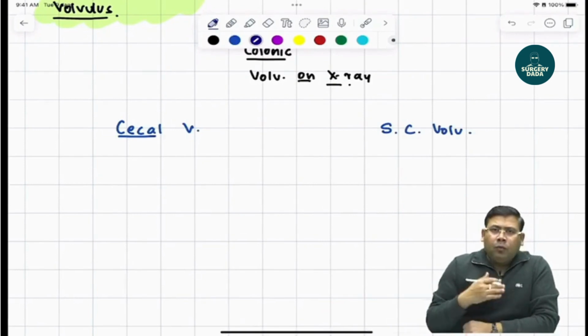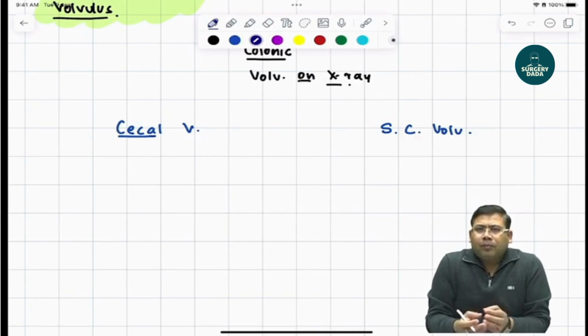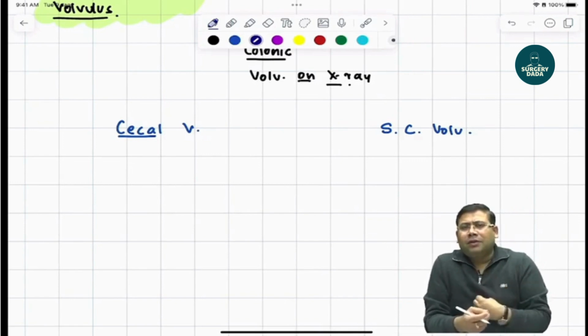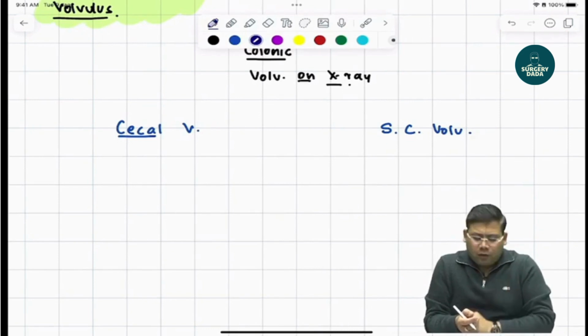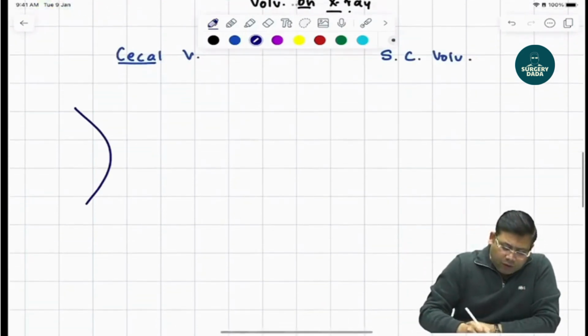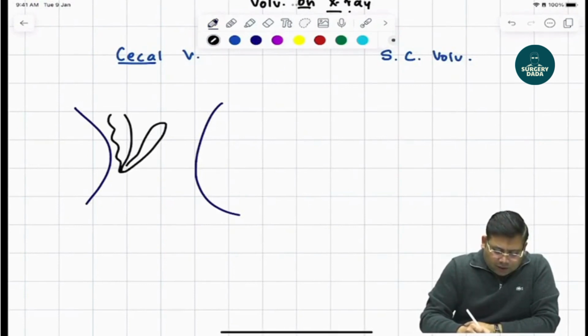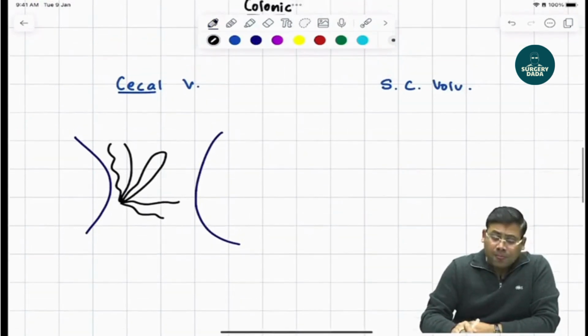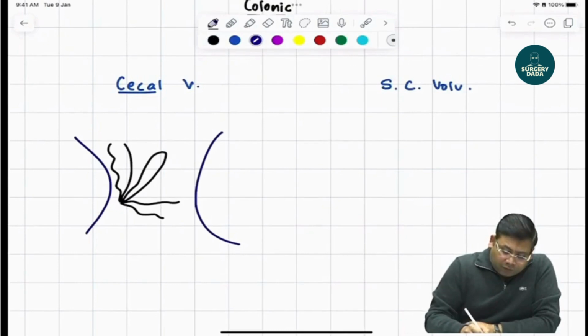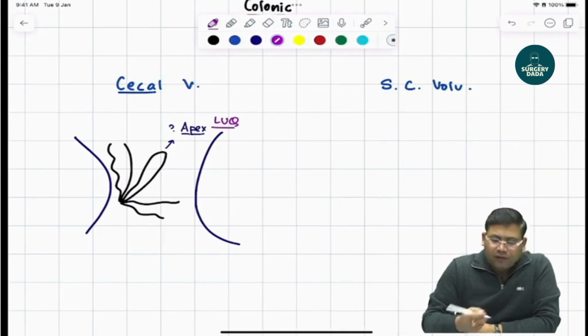Now most of you look at the classical signs, but the majority of surgeons will always look at the apex of the dilated loop. This is very important. So if you see a cecal volvulus, this is how the cecal volvulus is. The first thing that you will have to notice is where is the apex of the volvulus segment. So here if you see, the apex is in the left upper quadrant.